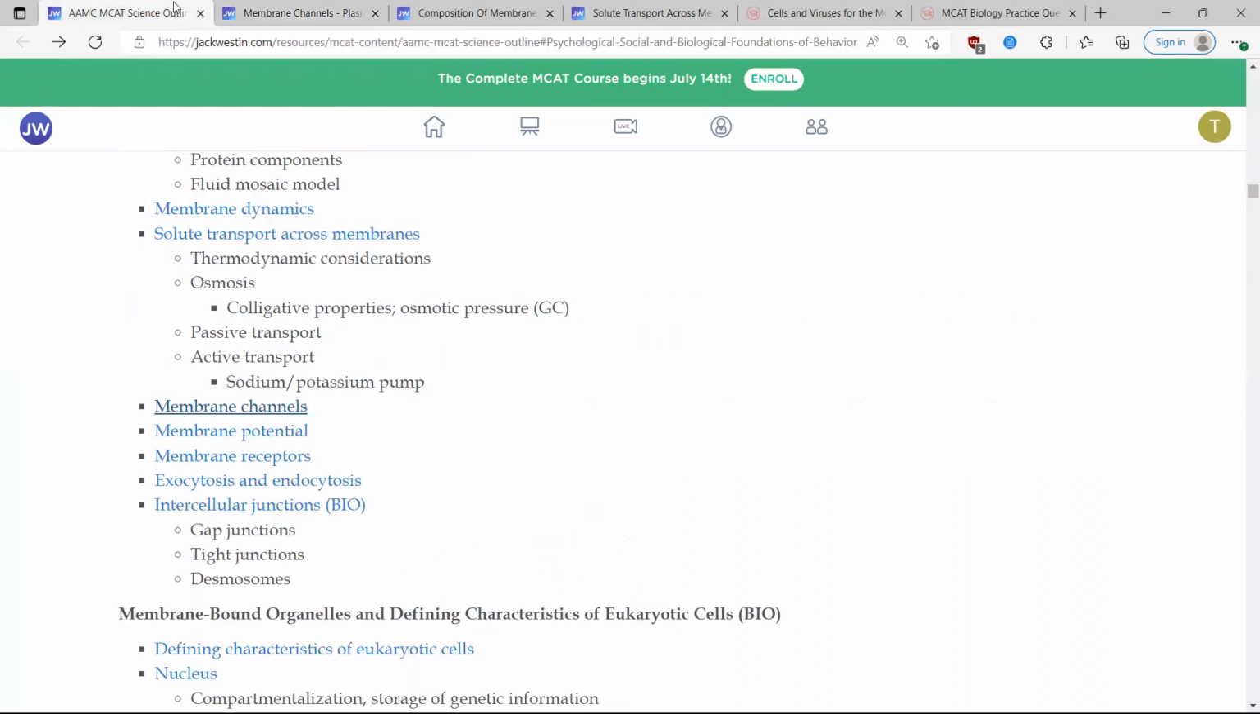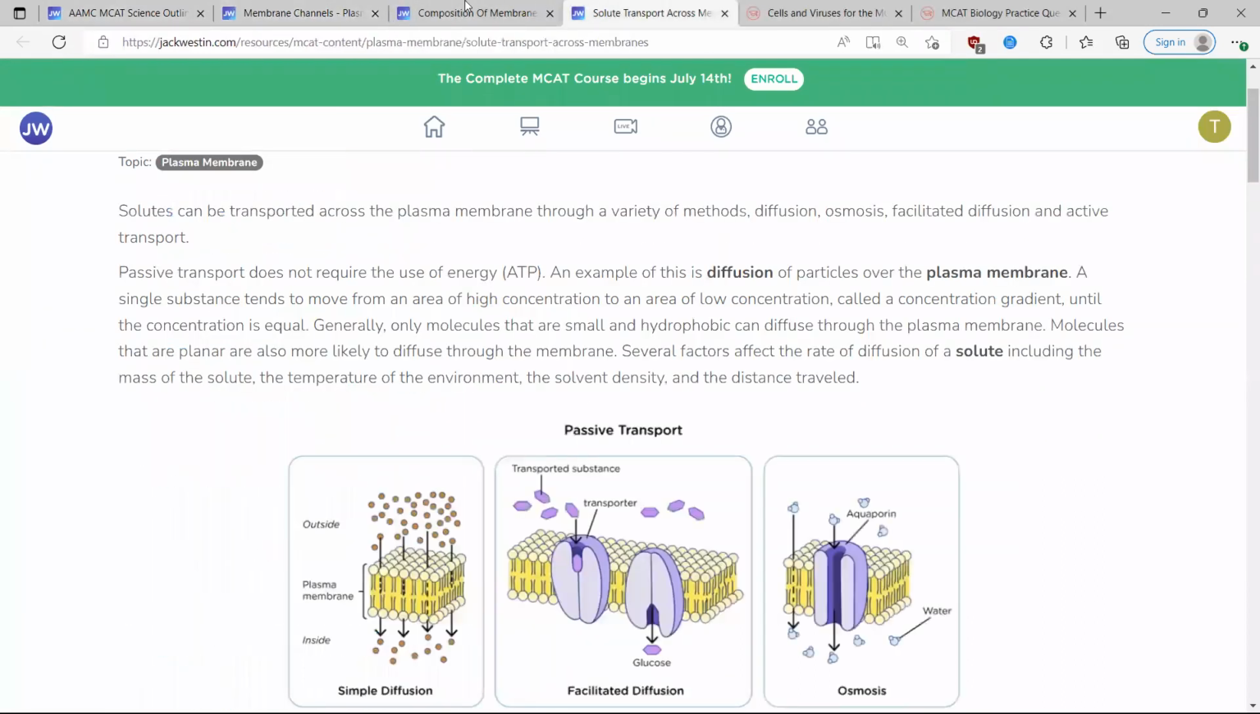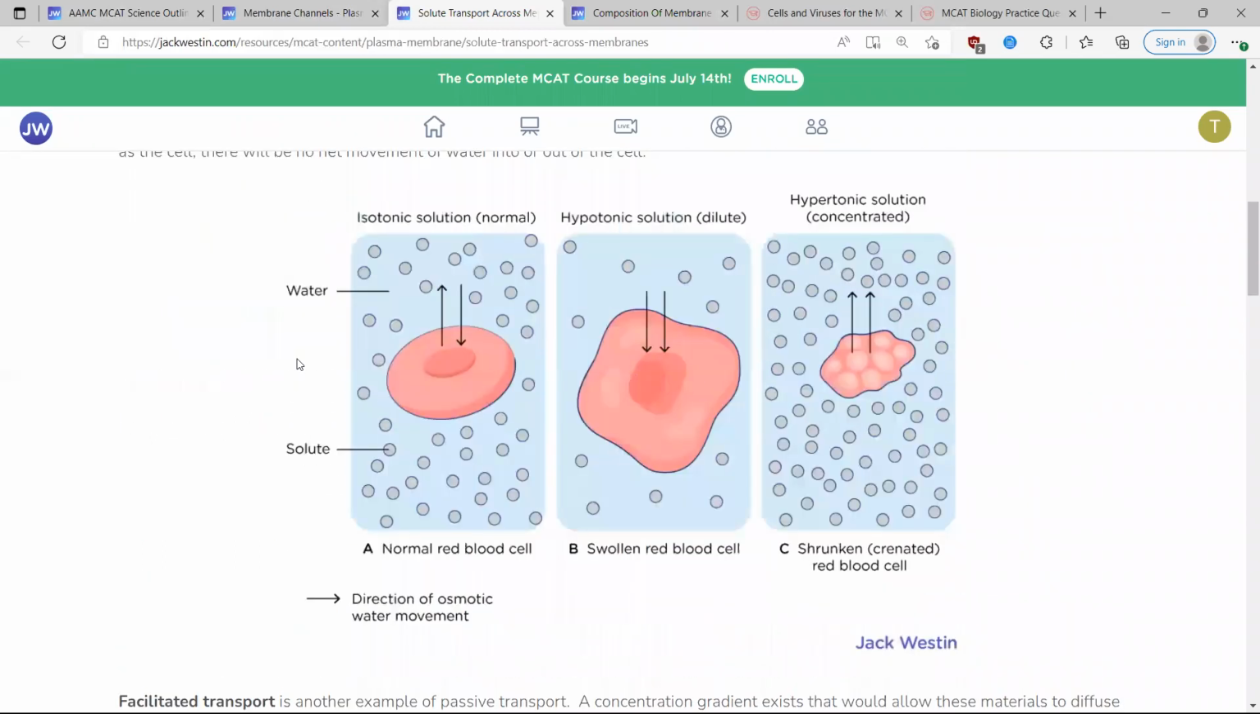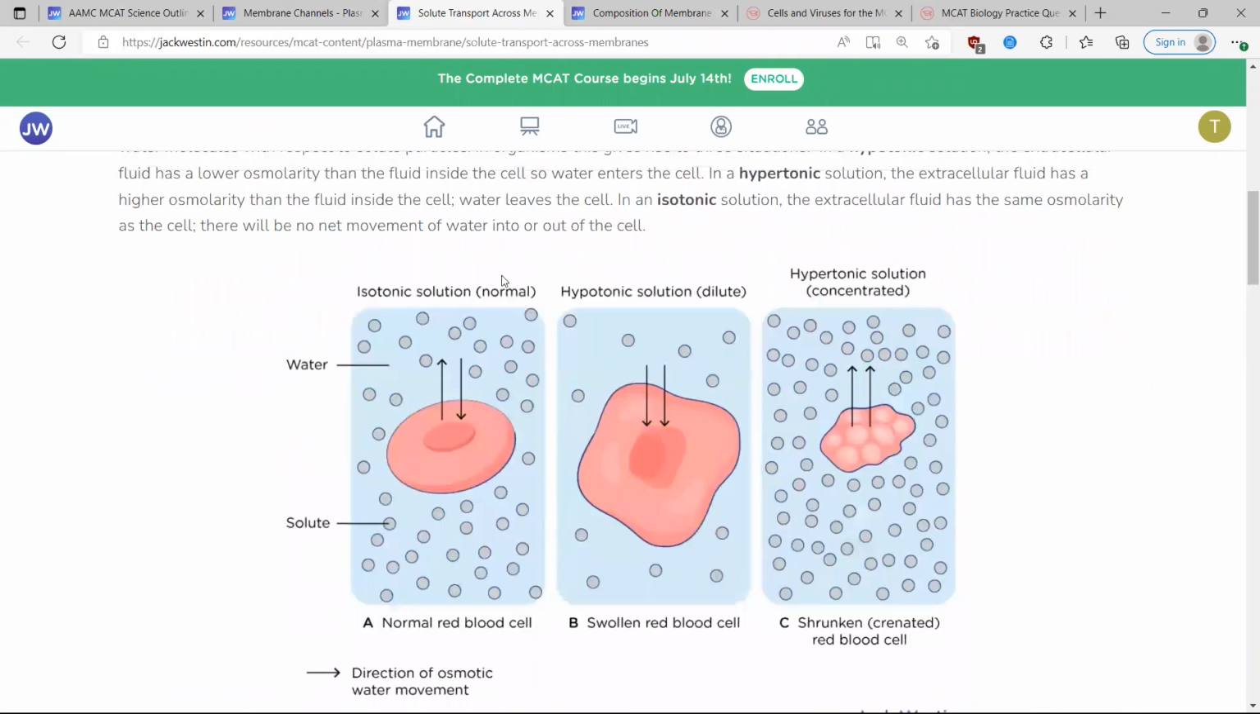Oh, no, we talked about solute transport, but membrane channels is kind of a slightly different category. We also have this from regular bio, this idea of isotonic, hypotonic, and hypertonic. And this is just what we saw with diffusion, but diffusion of water.